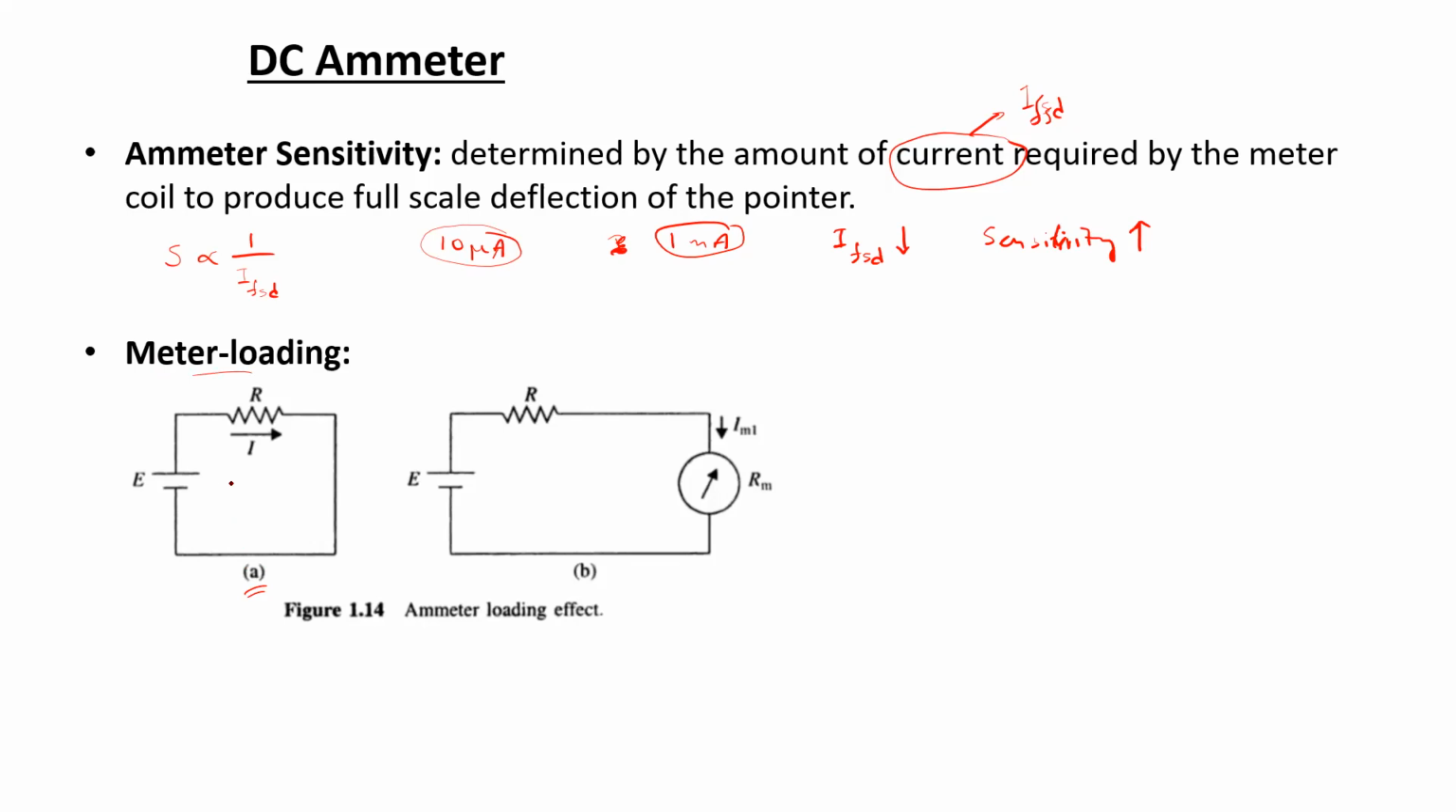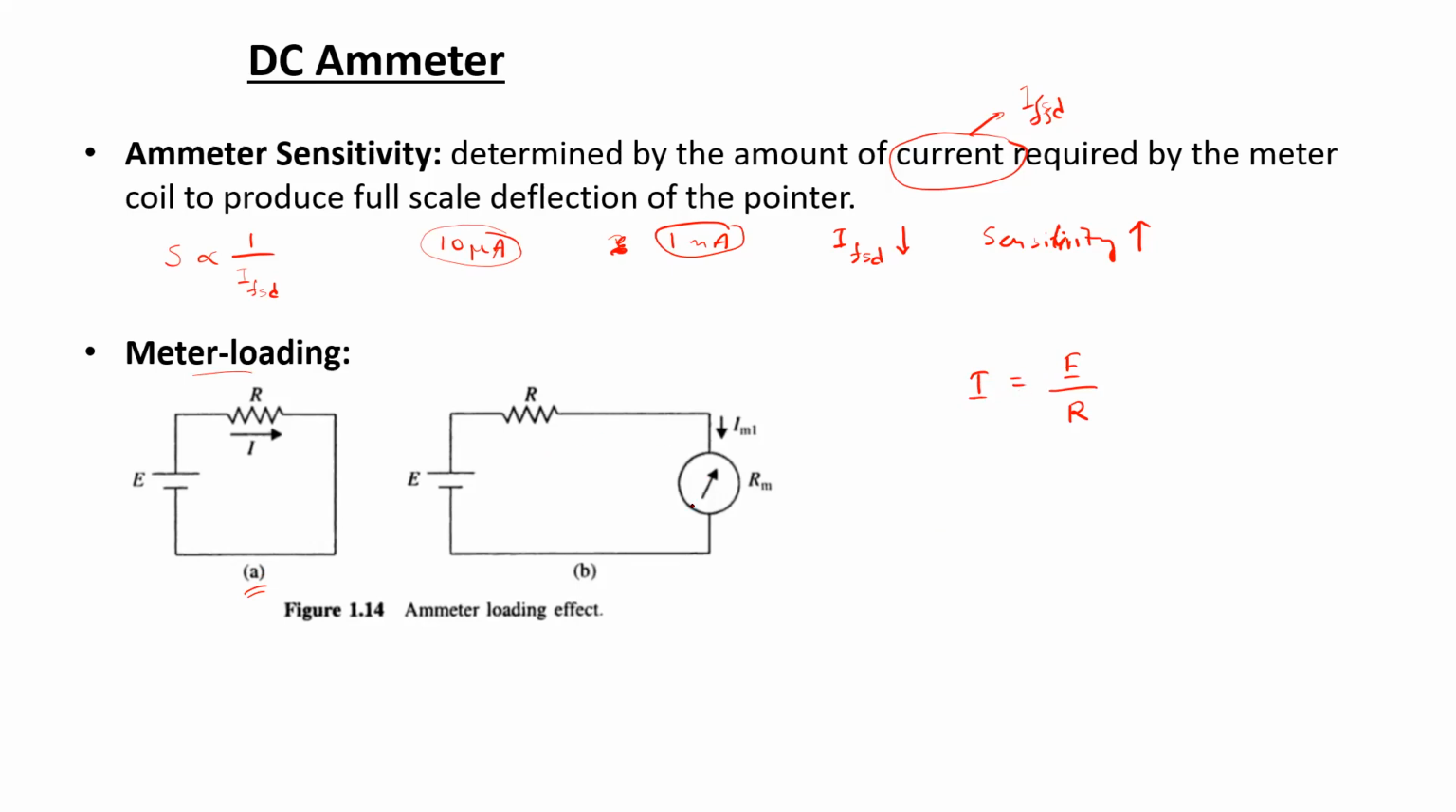So if we consider the circuit shown in figure A, our purpose would be to determine the current I, which would equal E divided by R. So that is the amount of current that we want to measure.